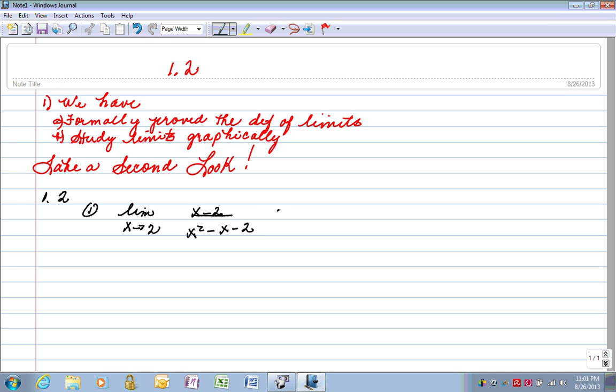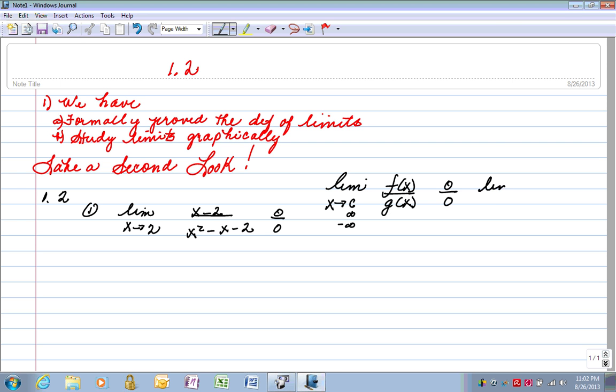Okay, as x approaches 2, the top would give you a 0. As x approaches 2, you see I'm trying substitution. The bottom would give you 0. So you have a form that's very, very special. It's one of the 6 special limits. And in the 6 special limits, the first one will tell you that the limit of f of x over g of x, this is a rational function, as x approaches either c, infinity, or negative infinity, if it is of the form 0 over 0, you can do a magic trick.